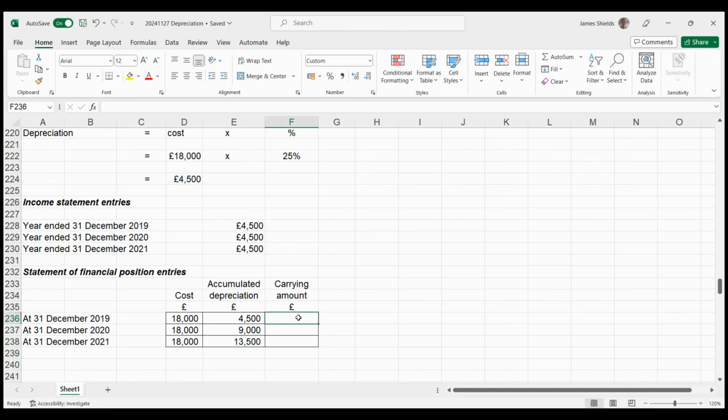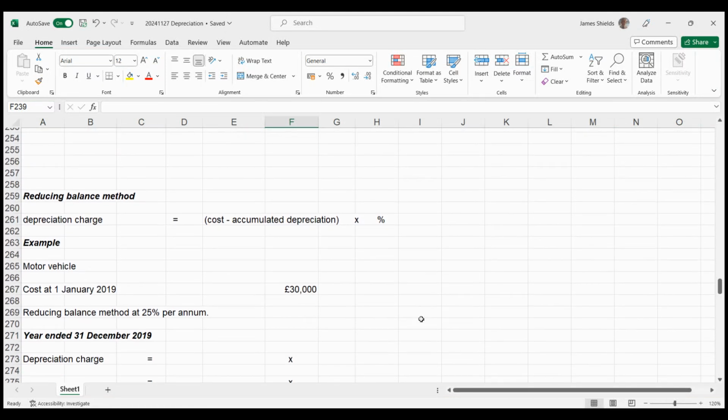So our carrying amount or net book value is our cost, take away accumulated depreciation. So at the 31st December 2019, that would be £13,500. At the 31st December 2020, it would be the £18,000, take away the £9,000, giving us £9,000. And at the 31st December 2021, it will be the £18,000, take away the £13,500, giving us £4,500.